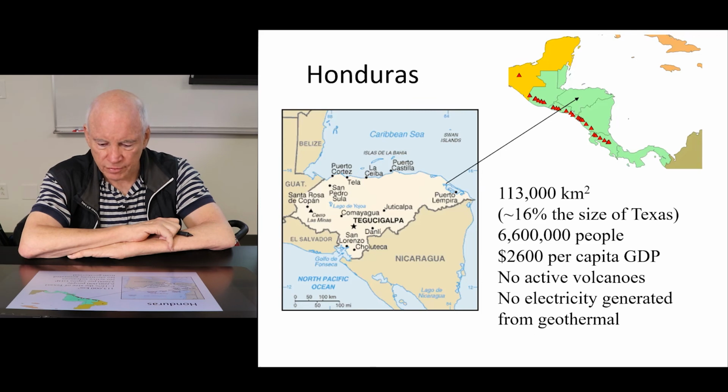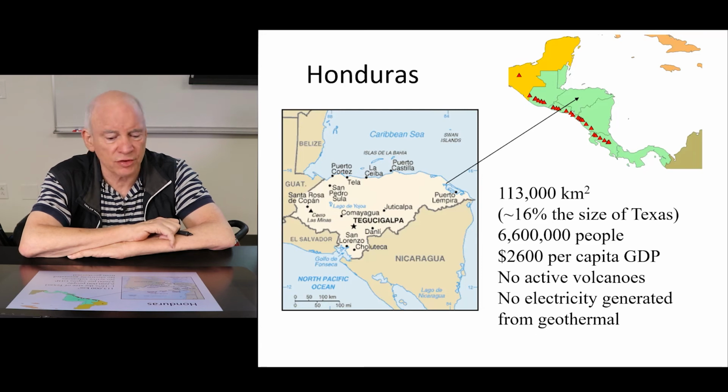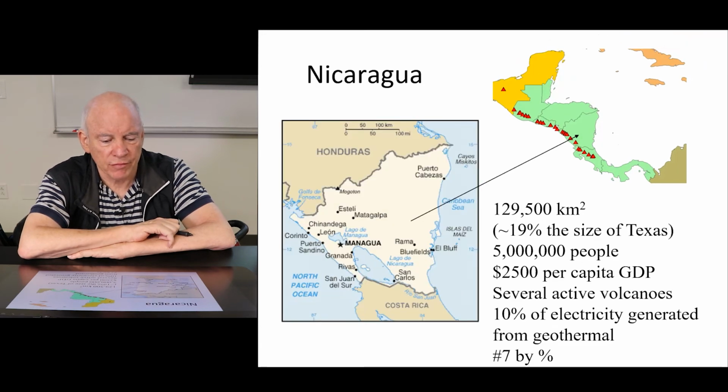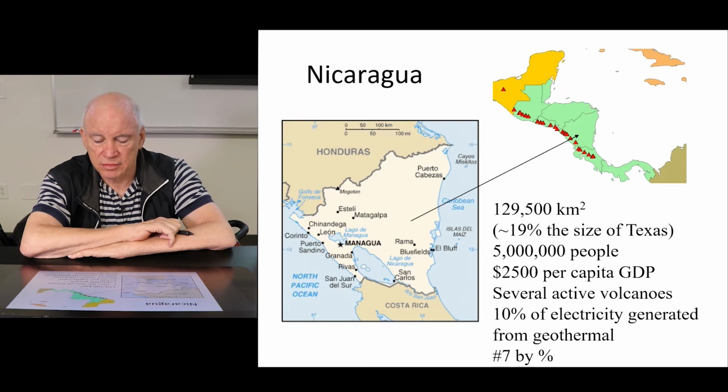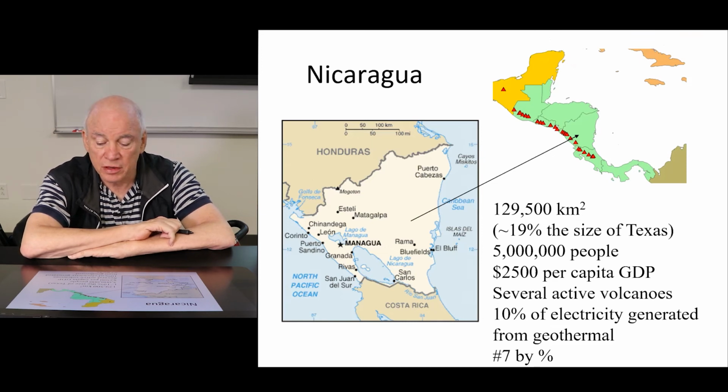Honduras is about 16% the size of Texas, 6.5 million people, very low per capita GDP, but it has no volcanoes, so no electricity is being generated by geothermal. Nicaragua, it's almost 20% the size of Texas, 5 million people, $2,500 per capita GDP, and several active volcanoes, and generates about 10% of the electricity from geothermal.